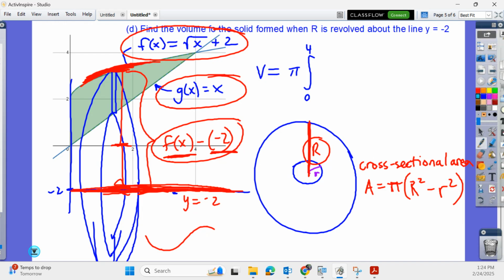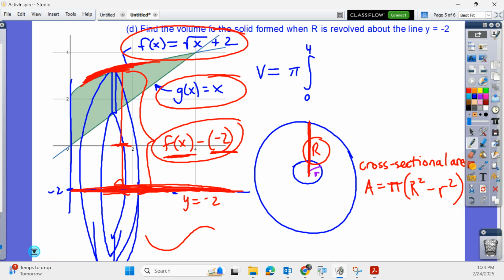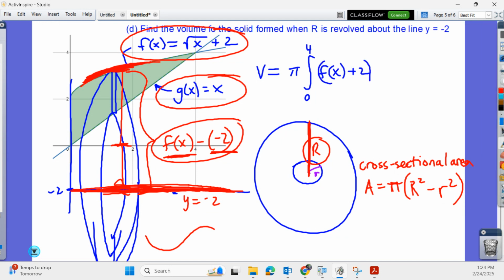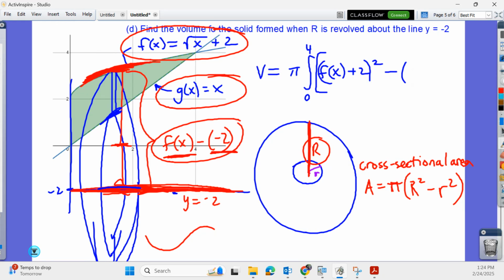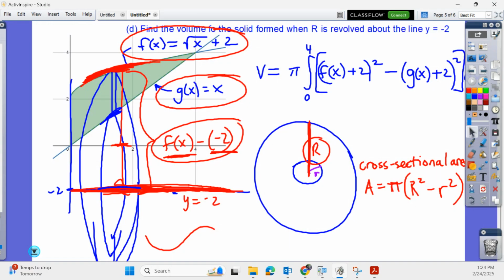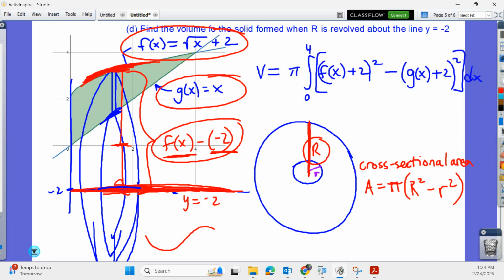In this case, that's going to be f of x minus -2, so plus 2, quantity squared, minus pi times the inner radius, the inside radius, which is the inner curve minus the axis of revolution. So g of x minus -2, so plus 2, quantity squared, and then dx. That's the setup. That's it. It's very formulaic. Once you do a few of these, you really get the hang of it.